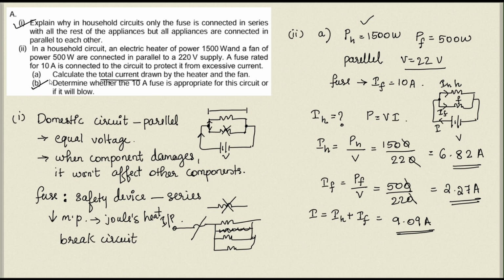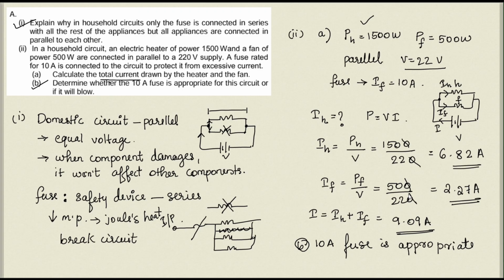Now moving to the second part, we have to determine whether the 10 ampere fuse is appropriate for the circuit or it will blow. Definitely a 10 ampere fuse is appropriate. Why? It is appropriate because the total current drawn by both the components is 9.09 ampere only. So if a current greater than 10 ampere passes through it, definitely we can say both the appliances will break down. Both the appliances will get damaged.